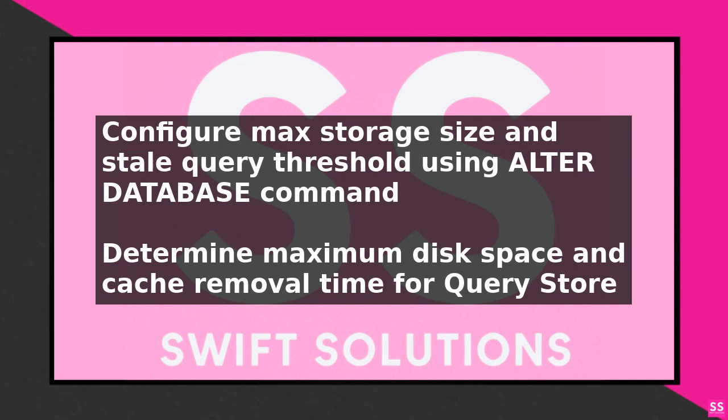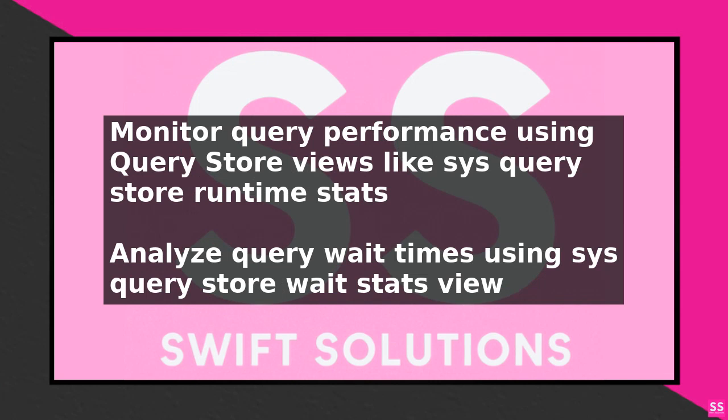After configuring Query Store, you need to configure the max storage size and the stale query threshold. The max storage size determines the maximum amount of disk space that Query Store can use, while the stale query threshold determines how long a query can remain in the cache before it is removed. To configure these settings, use the ALTER DATABASE command with the SET QUERY_STORE option. For example, to set the max storage size to 10 GB and the stale query threshold to 24 hours, use the following command.